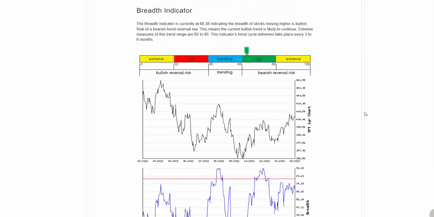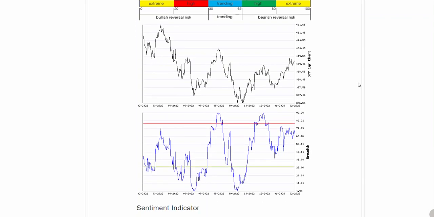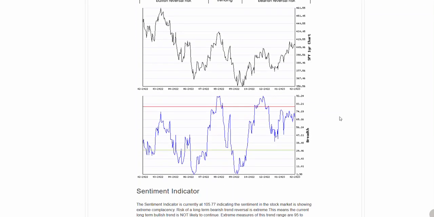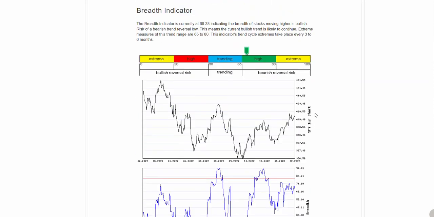The breadth indicator is still positive. It's still strong. It's not overly strong like it was back here. It's kind of dipped back down a little bit. So we are seeing not quite as much strength in this current trend, but that's okay because we're not at an extreme level, and we're just getting the majority that's moving higher. We're seeing sentiment that's also moving higher.